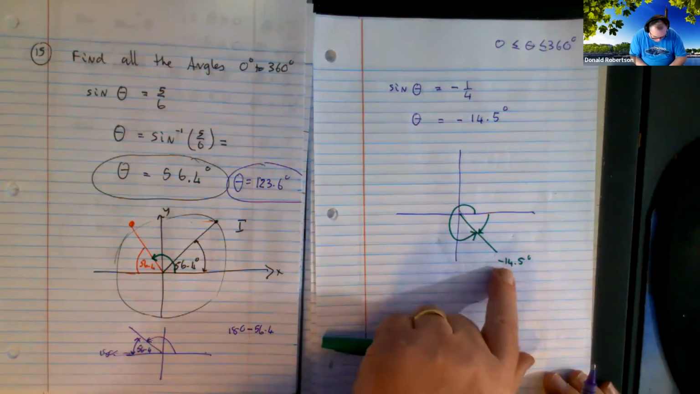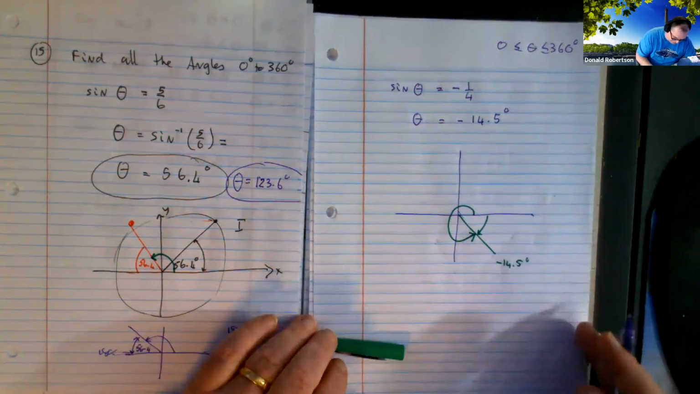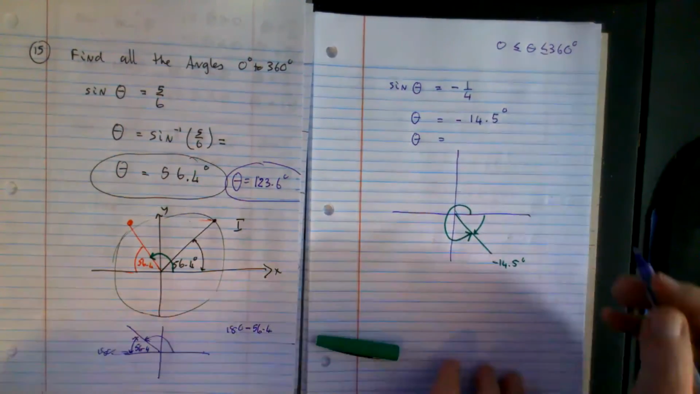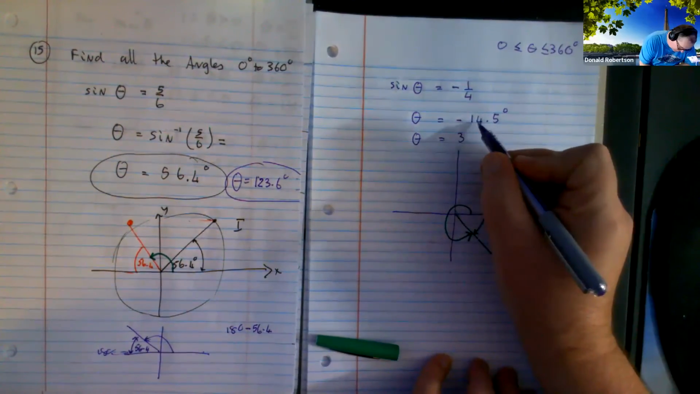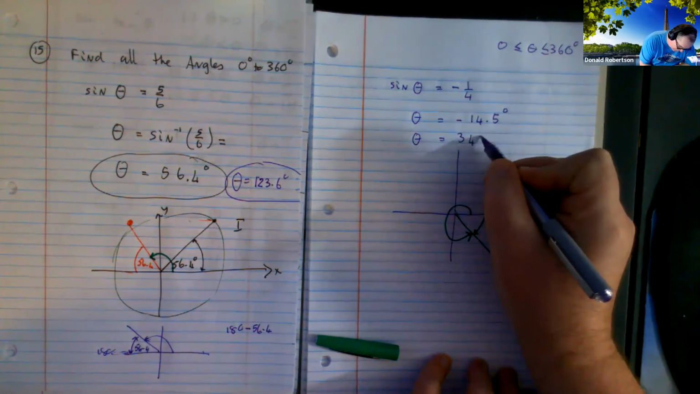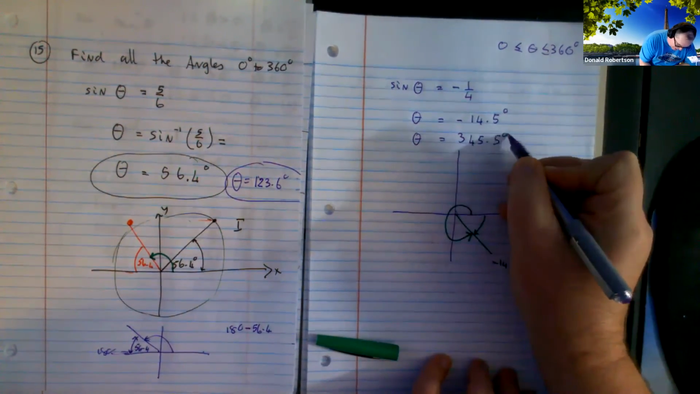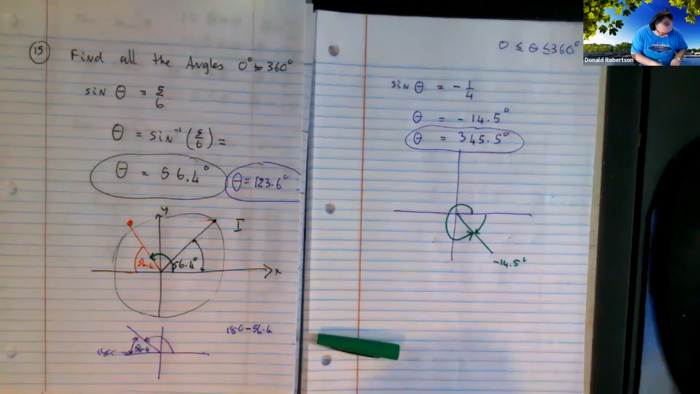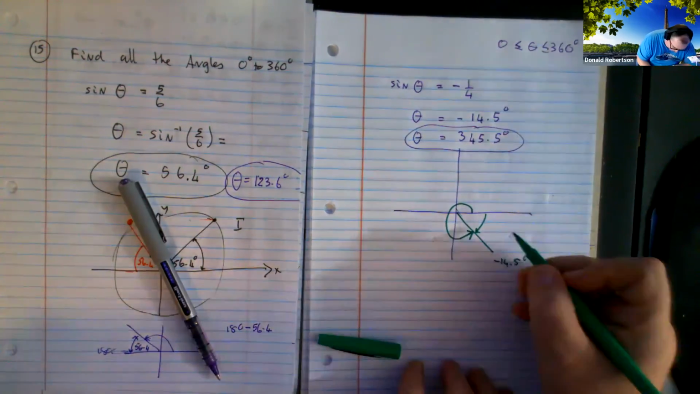How will I find what this is equivalent to? It's a coterminal angle, if you want to call it that. If you add 360 to this, you get 345.5 degrees. And I'll put a little box around that because that's one of the two answers. So far, so good?